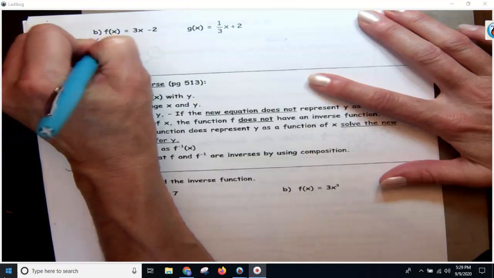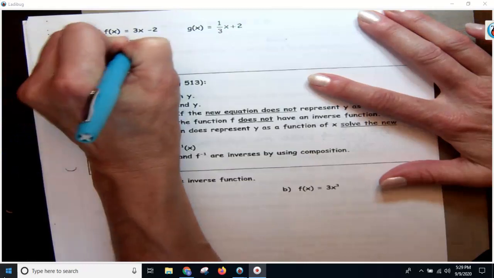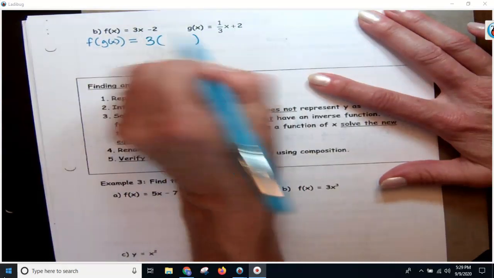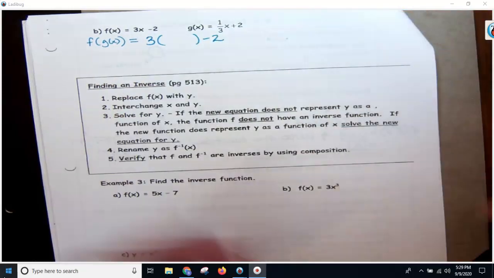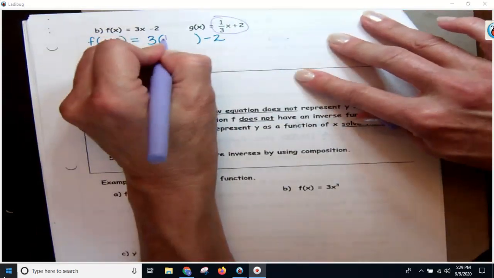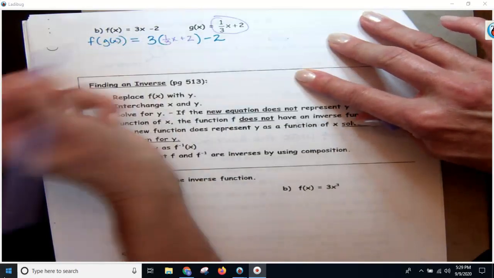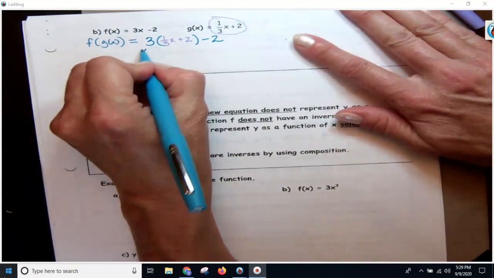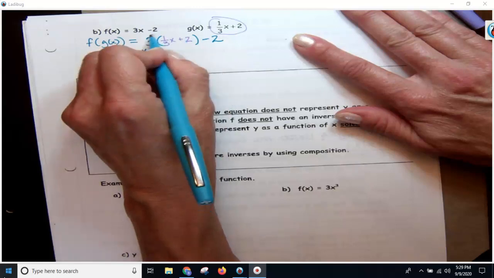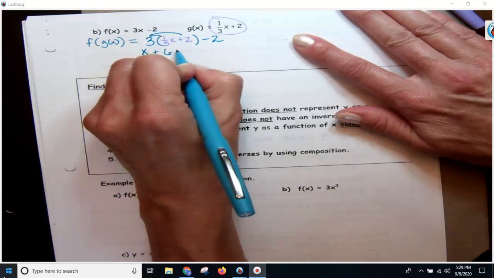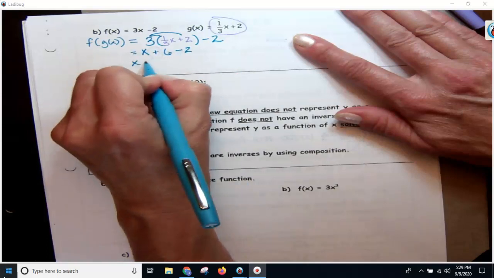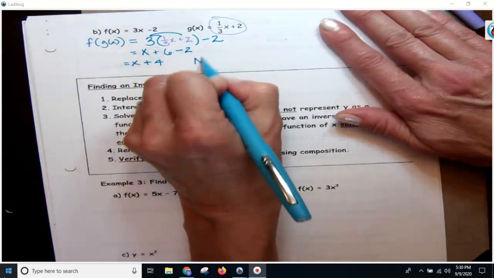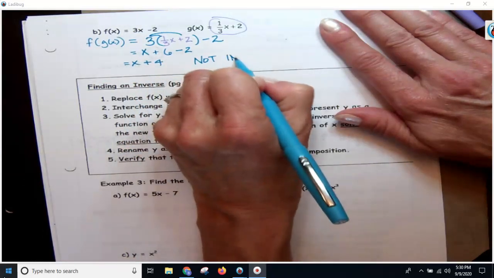So I'm going to say f of g of x is going to be, and I'm going to take my f of x, and leave a blank where the x is, minus 2, and I'm going to insert 1/3 x plus 2. It's looking pretty good. And then I multiply my 3 out, so I get x plus, wait a minute here, that's going to be plus 6 minus 2, and I actually get x plus 4. This is not just x, so they are not inverses of each other.